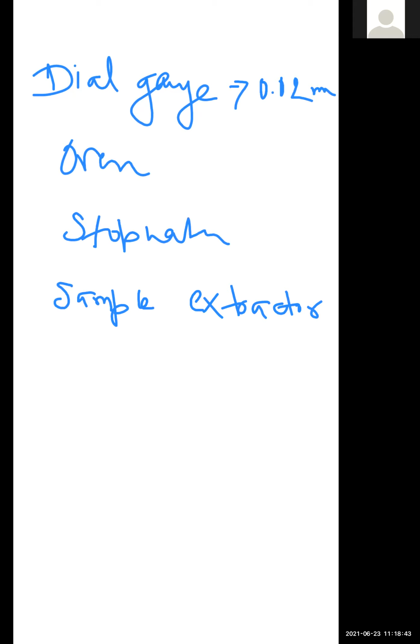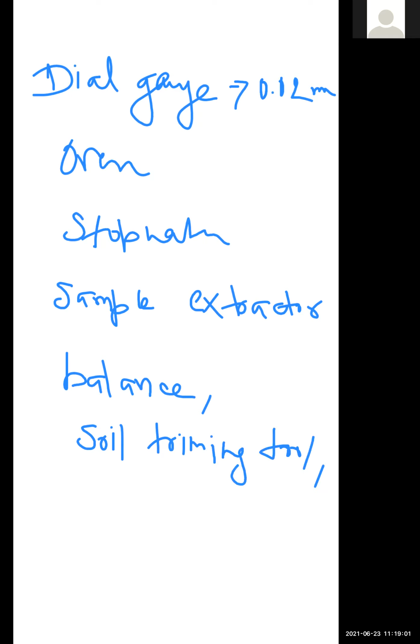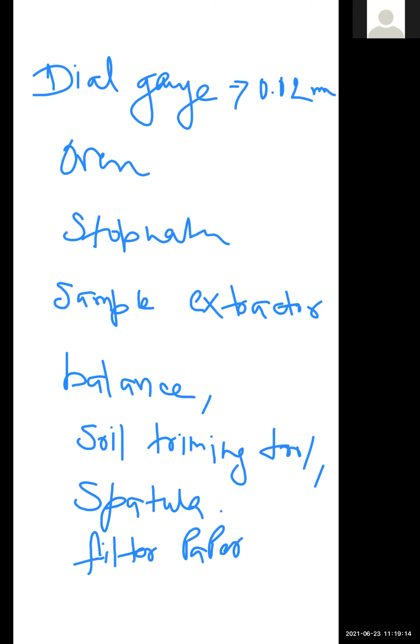Also some miscellaneous tools, that is balance, soil trimming tool, spatula, filter paper, and container. These are the tools used in the consolidation test.